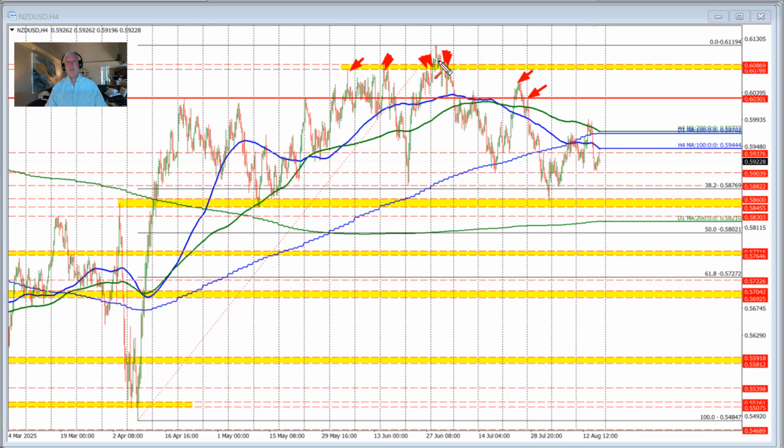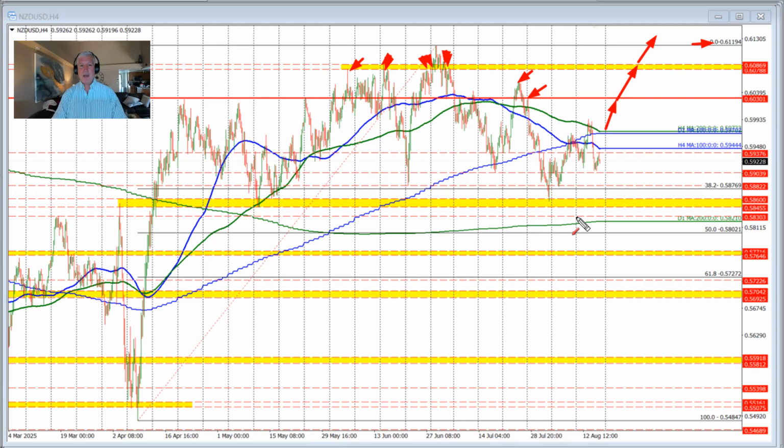We did try to break above that ceiling, only to fail at 61.19. That was the high price for the year, and would be a target on further upside momentum if we were able to get things going trading next week. So right now the bias remains more to the downside with the price below the cluster of moving averages. We'll see if that momentum continues in trading next week.